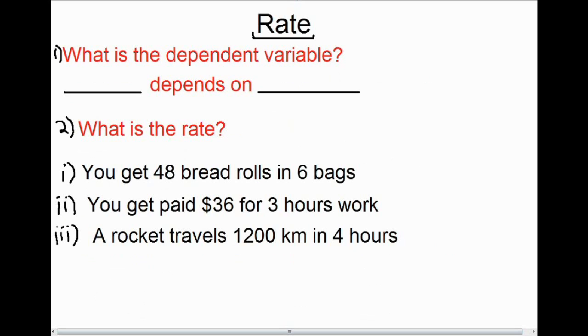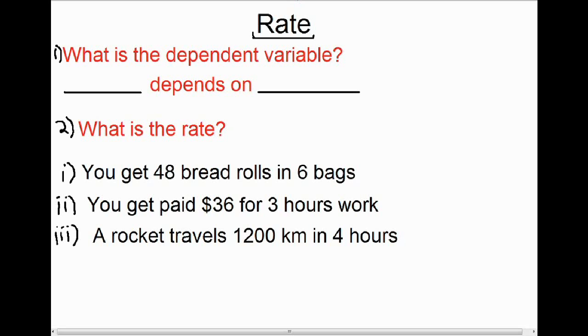So to finish off our introduction to rate, I want you to answer a couple of questions here. For each one of these examples, I want you to do a couple of things. First thing I want you to do is determine what the dependent variable is. And I want you to do that by filling in the blanks. So for each one, blank depends on blank. For each question, we have 2 pieces of information here. And the second question I want you to answer for each one is, what is the rate? In other words, write it as a ratio and reduce the second value, the independent variable, to 1.